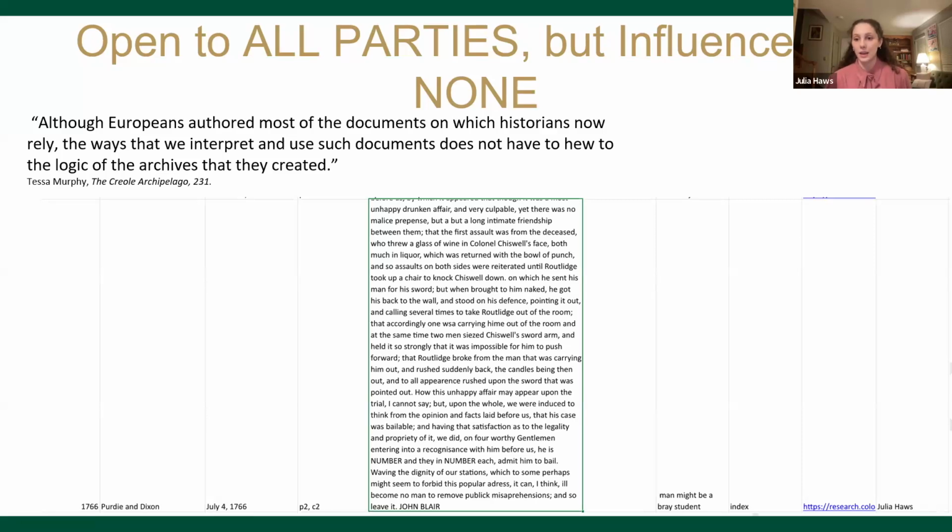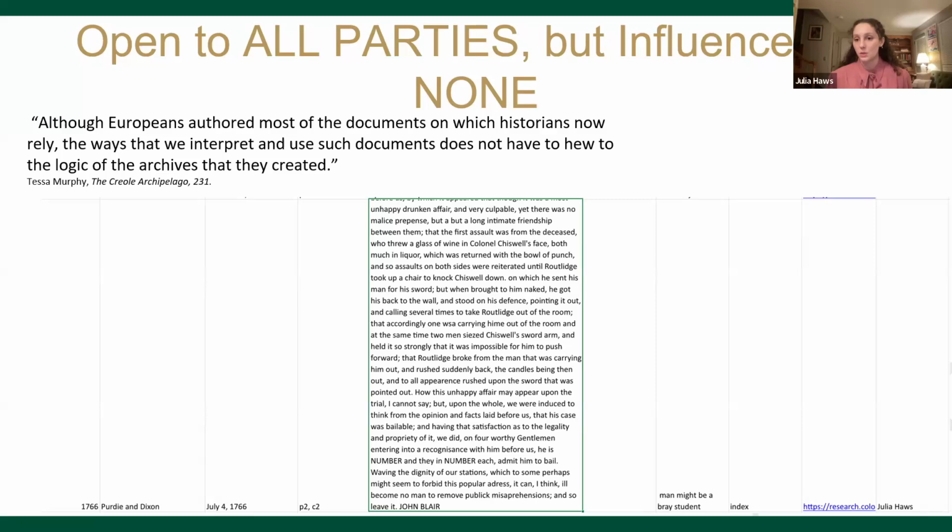In doing that, we're drawing on a lot of recent scholarship about archival silences. And I find Tessa Murphy's framing of this issue particularly useful. In her book, The Creole Archipelago, she's writing about indigenous and enslaved people in the Caribbean. And she tells us that although Europeans authored most of the documents historians rely on, the ways that we interpret those documents do not have to hew to the logic of the archives they created. So when we're reading the Gazette, this invites us to consider not only the people who are explicitly named in the newspaper, but their entire network, including the people they're enslaving.